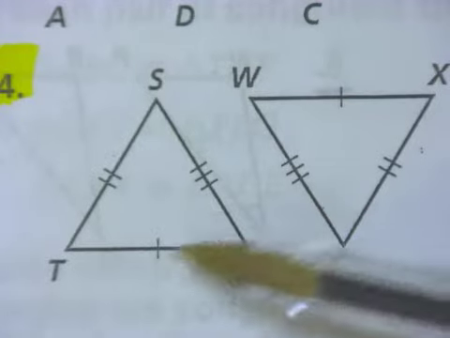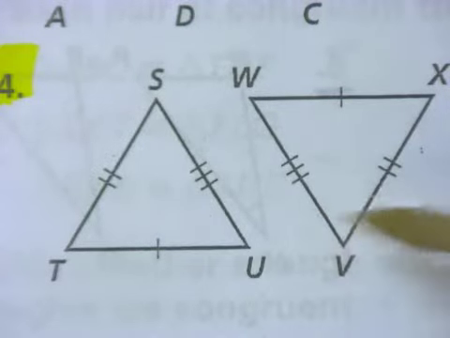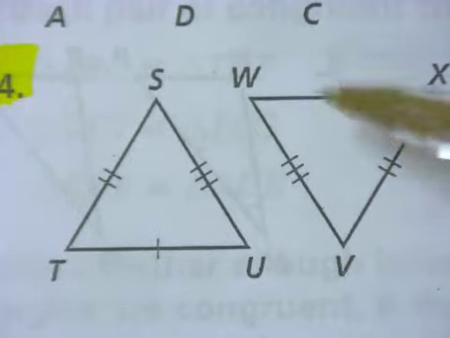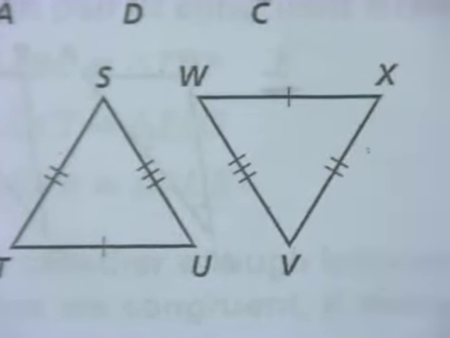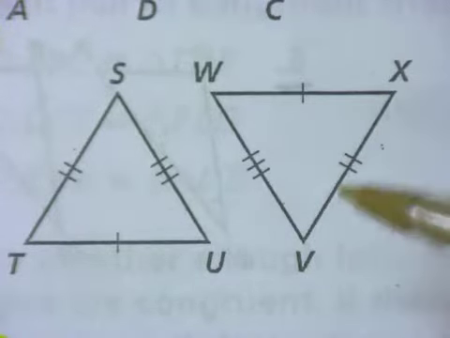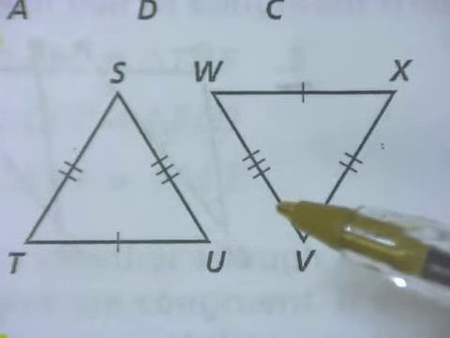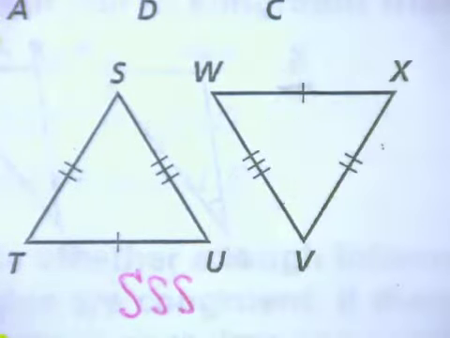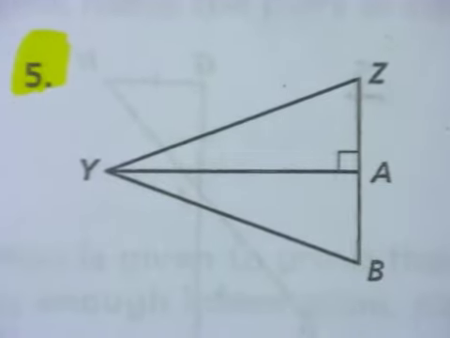Let's take a look at number 4. At number 4, I can see that all the sides of this triangle match all the sides of this triangle. And if you remember, if all the sides of one triangle match all the sides of another, I can say that the two triangles are in fact congruent using the side side side rule.